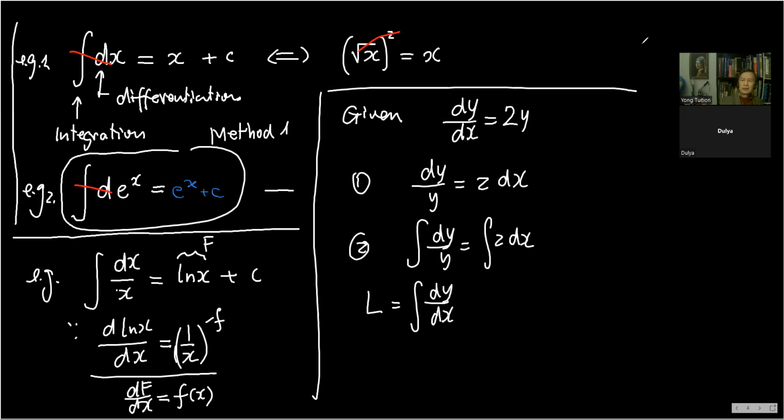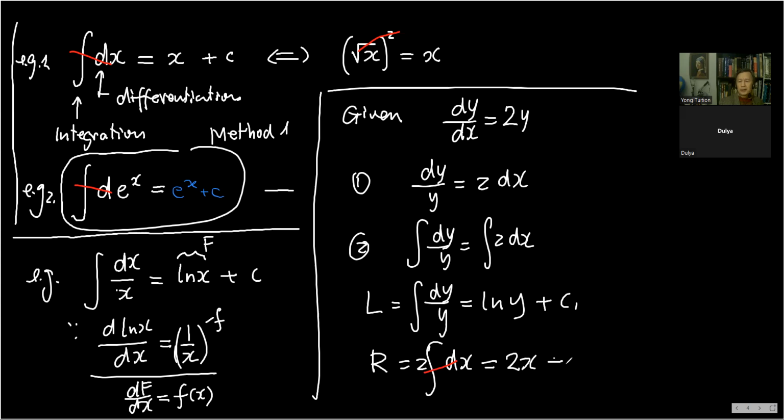dx over y is equal to natural log y, right? Plus a constant. The right-hand side, if we just put the 2 outside first, dx, then we can use this method to cancel the integration and the differentiation. So in this way, we can directly get this is a 2x. You see? We can get the 2x plus another constant, right?